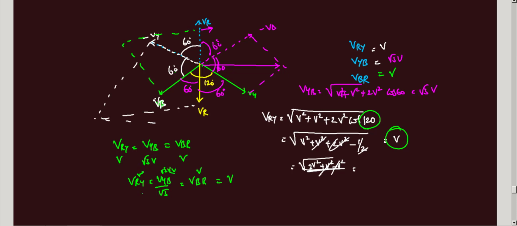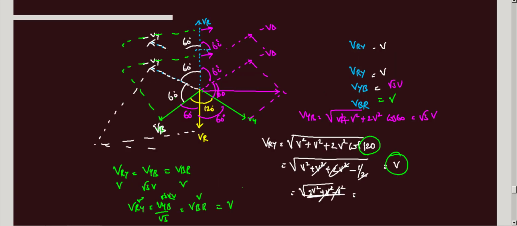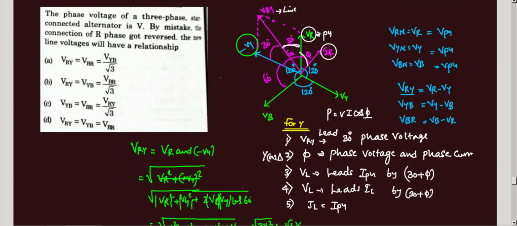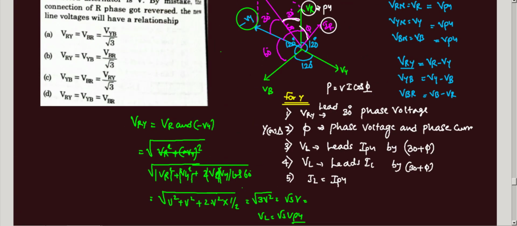Okay, so VRY equals VBR equals VYB by root 3. So option A is the correct answer. Option A is the correct answer.